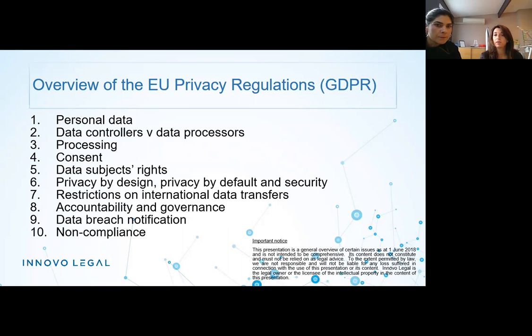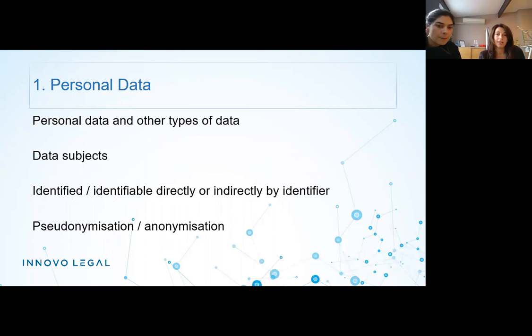Data breach notification, so when there's a breach, how you need to notify, who you need to notify, and then what happens, last point, if you don't comply. And that's the scary part, because there are heavy fines, and that's what everyone's talking about. We obviously don't have enough experience with the GDPR yet, but it's important to understand the consequences of not complying.